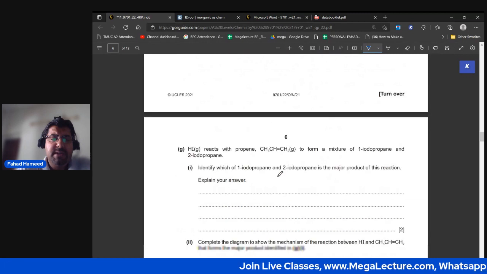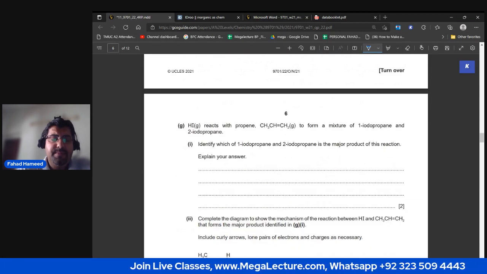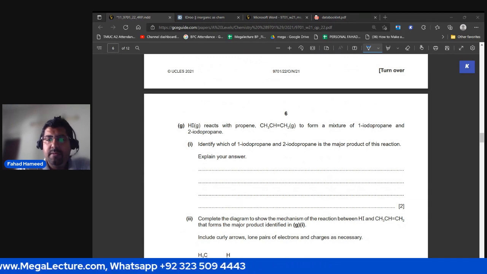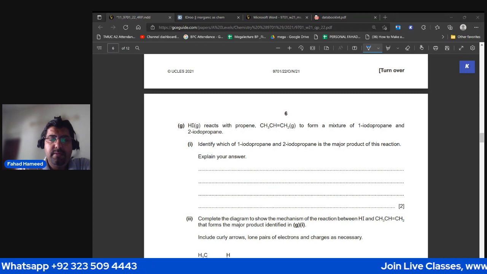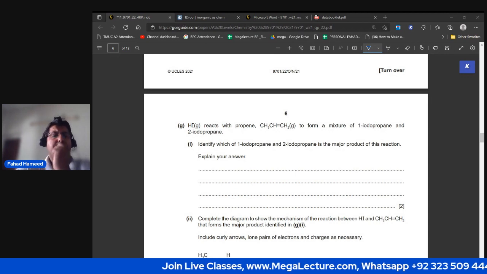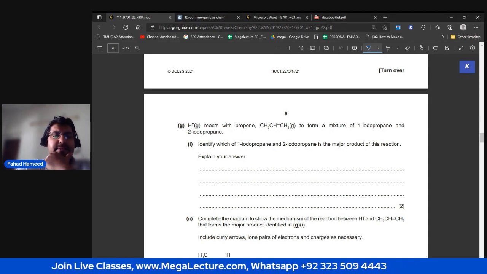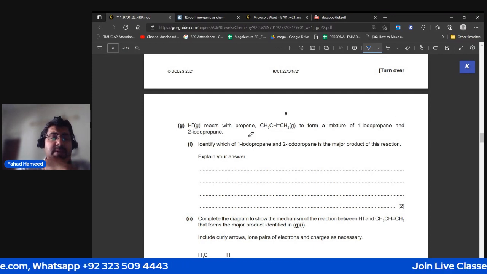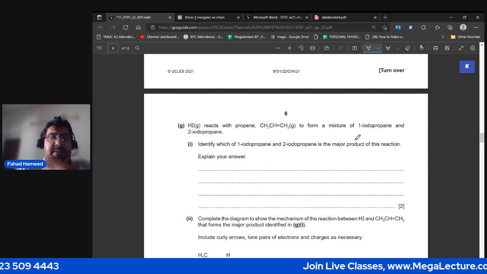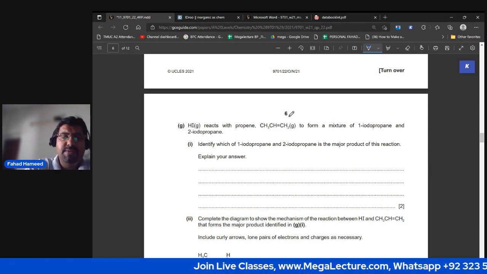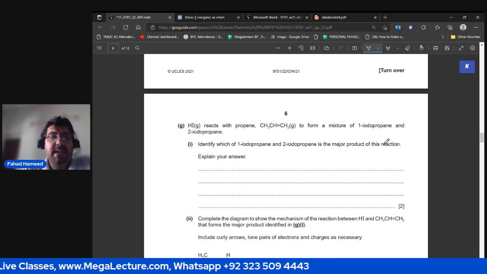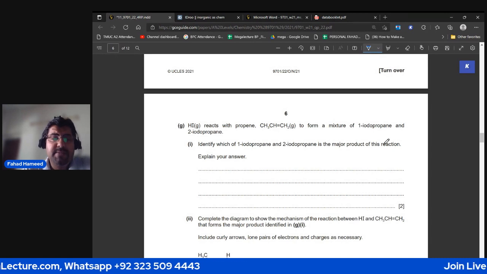Now, the next part of the question is you've got HI gas with propene, and it reacts to form a mixture of 1-iodopropane and 2-iodopropane. Identify which of these is the major product. So that's about Markovnikov's rule. You have to give an explanation as well.